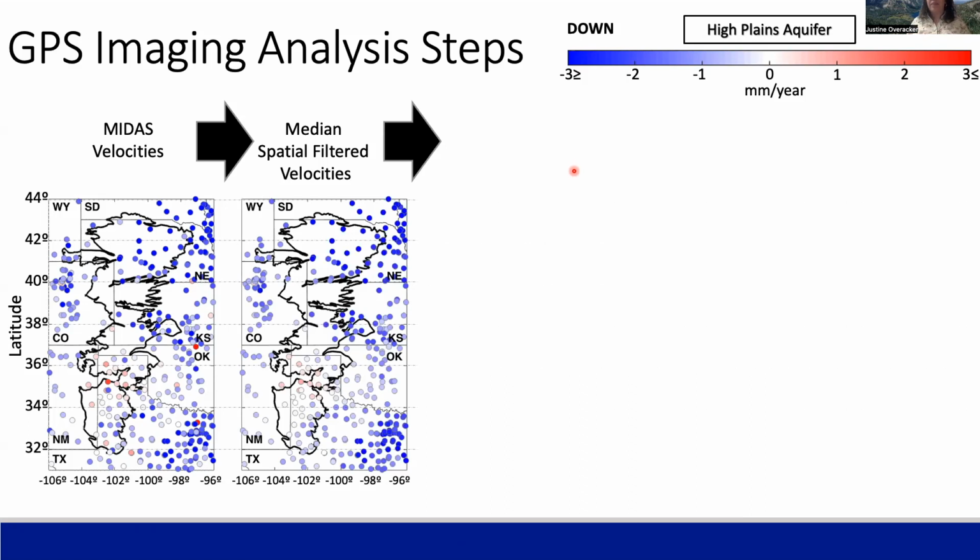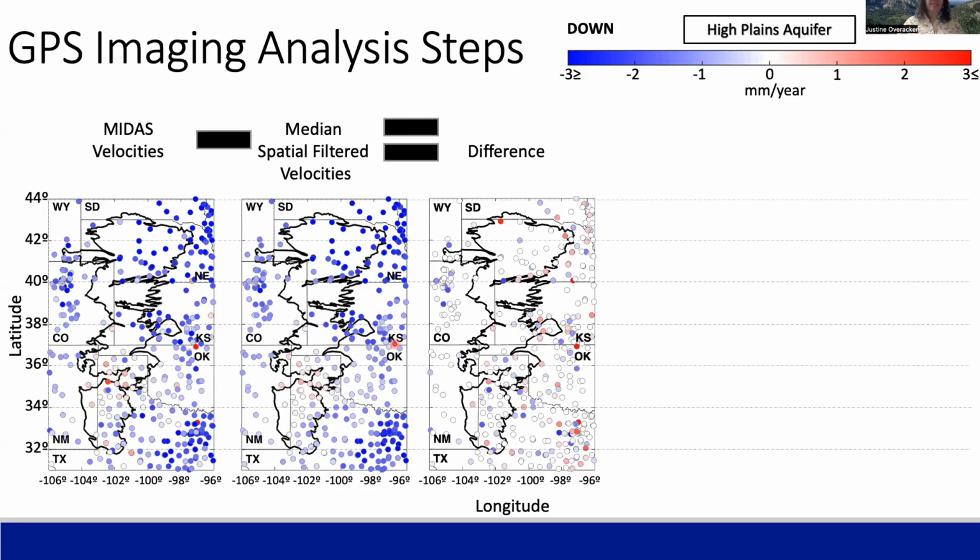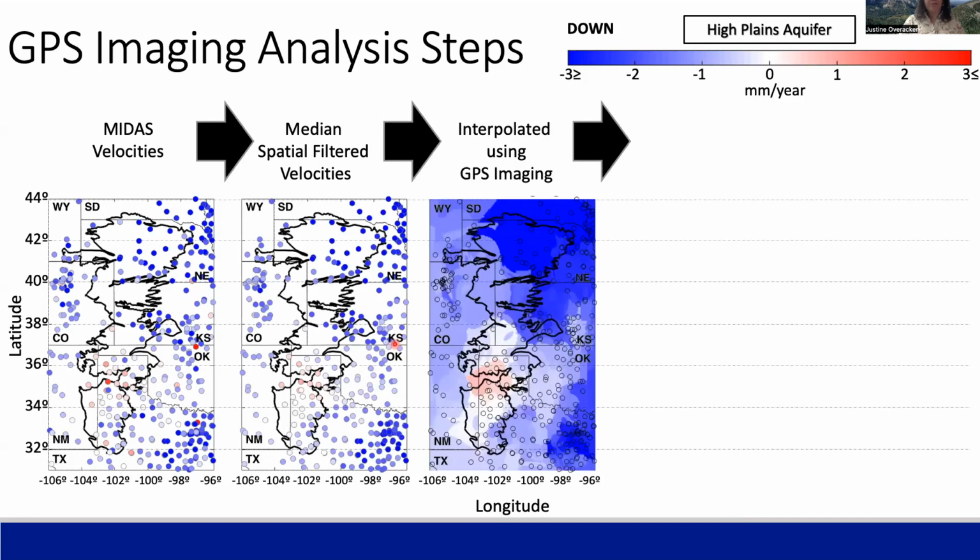Next, we apply a weighted median spatial filter on a Delaunay triangulation. Outliers here are vertical rates uncorroborated by nearest stations, and they're often caused by deficiencies in station or monument design, very localized effects, or equipment problems. An example is along the Kansas-Oklahoma border, the bright red ones surrounded by blue ones, and that goes away after median spatial filtering. But there are other stations that also are filtered.